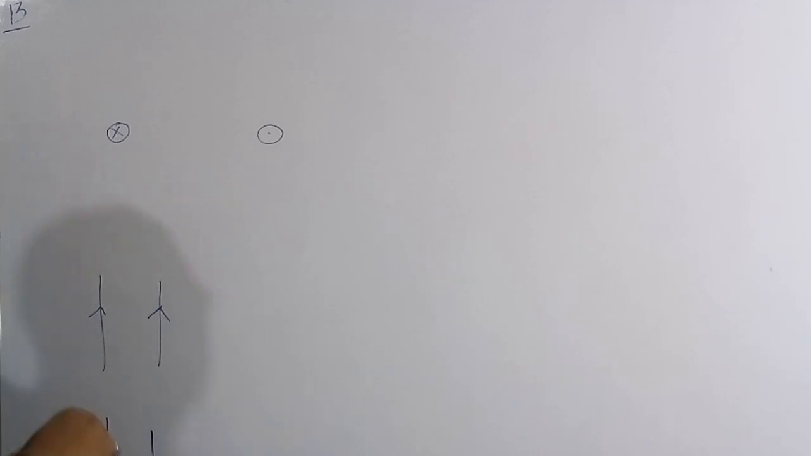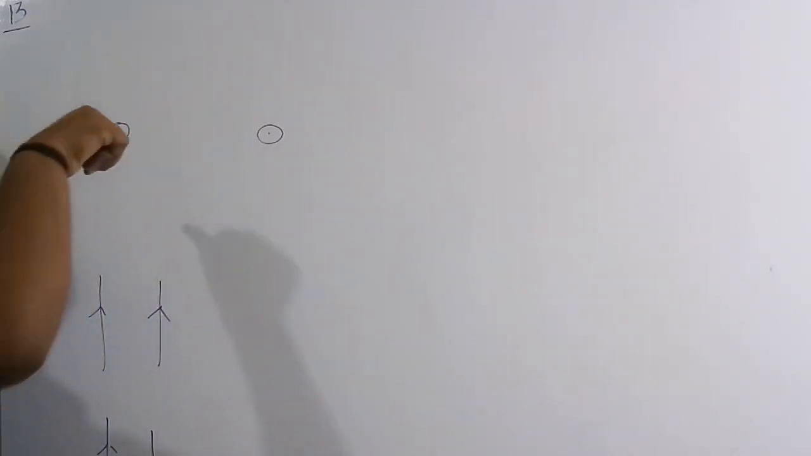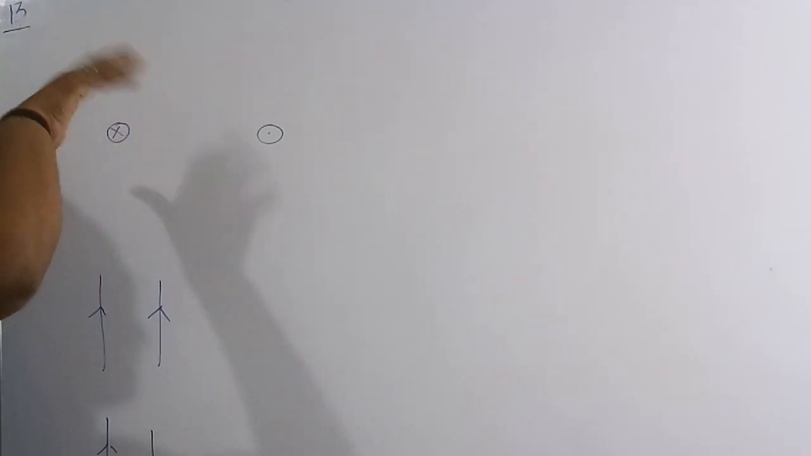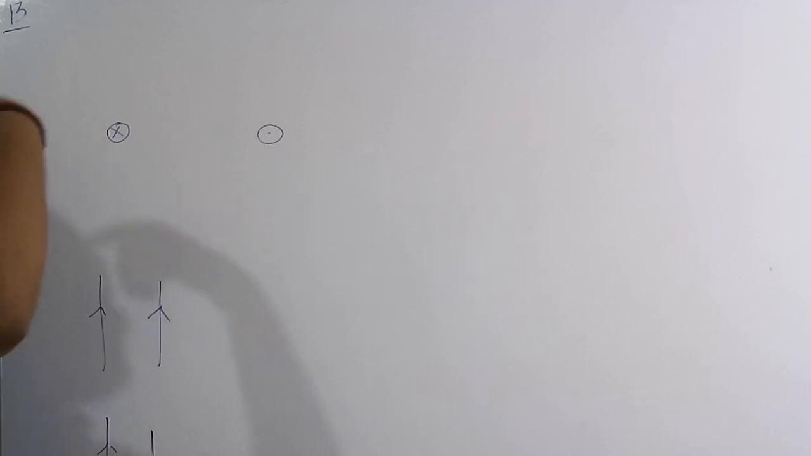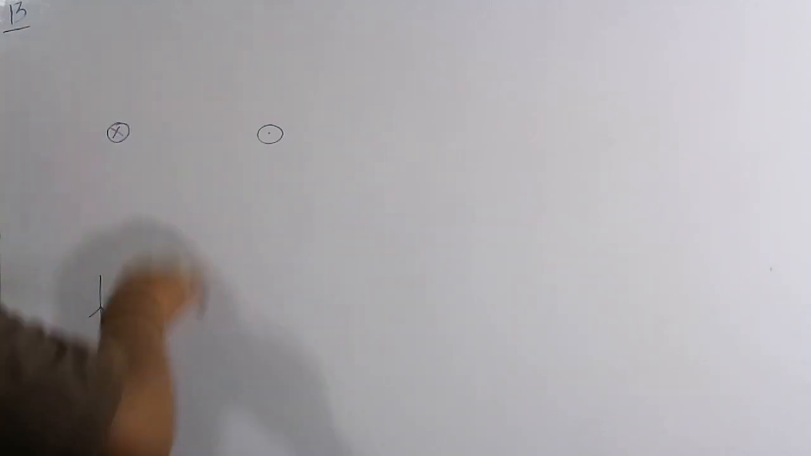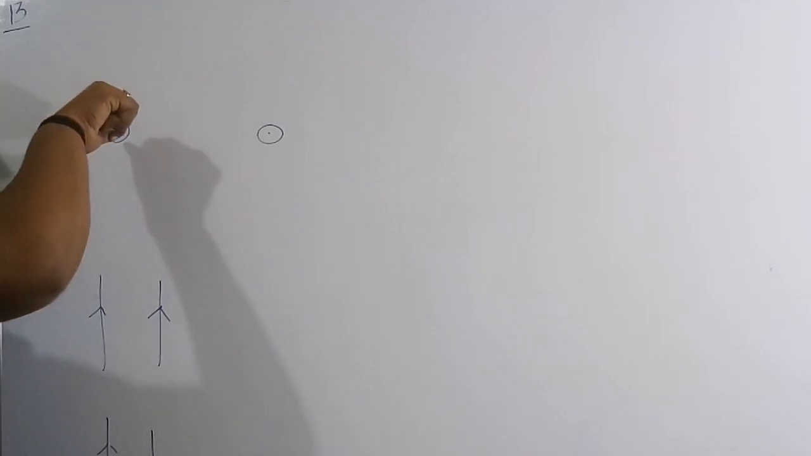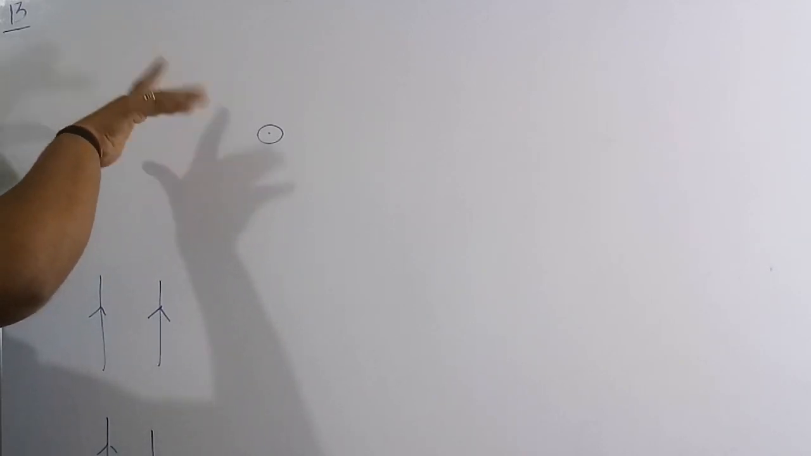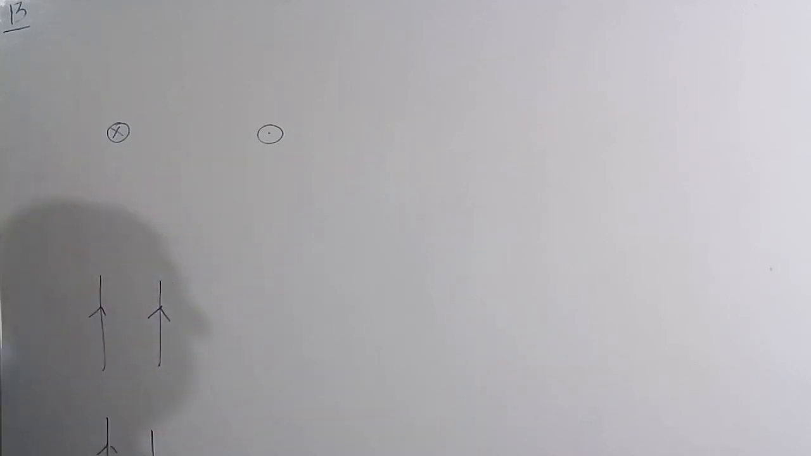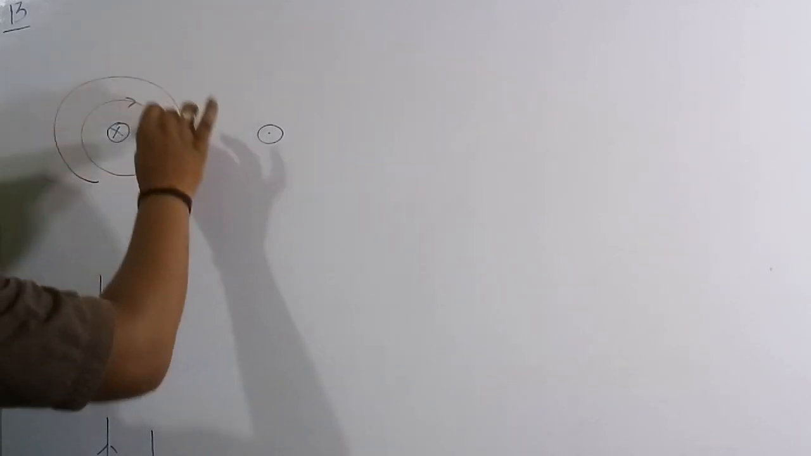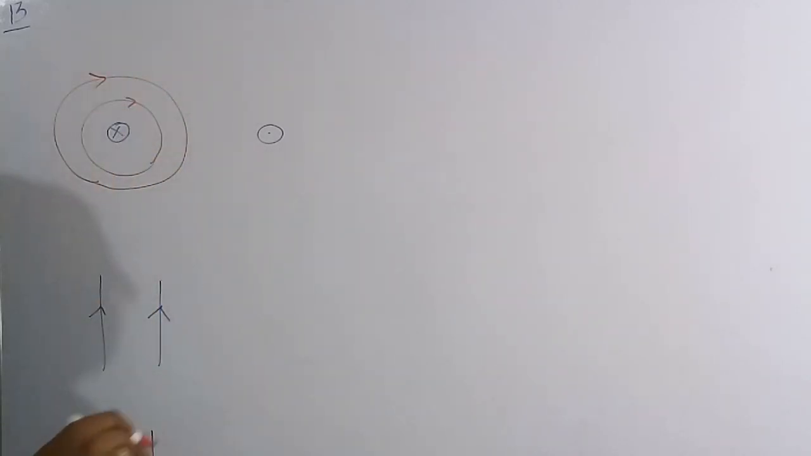Now what is going to happen here? By using the right hand thumb rule, we keep the thumb in the direction of the current and then curl the remaining fingers. The curl of the fingers represents the direction of the magnetic field. So the magnetic field direction will be like this, clockwise. So this is the nature of the magnetic field, which is concentric circles.